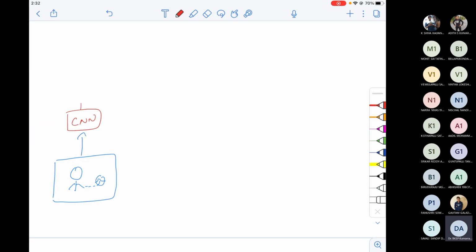Then the output of the CNN at the fully connected layers, whatever output I get, I will pass to the RNN. Whenever you have a CNN, you have convolution layers, max pooling layers, convolution layers, max pooling layers like this, and then you have fully connected FC1, FC2, and FC3.